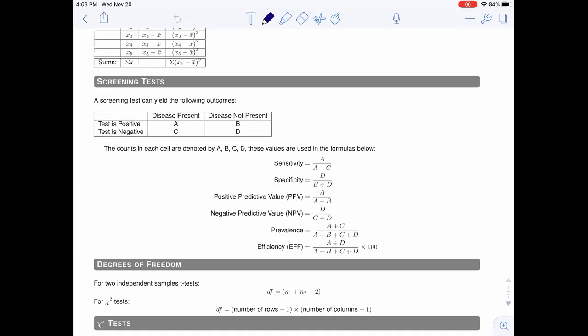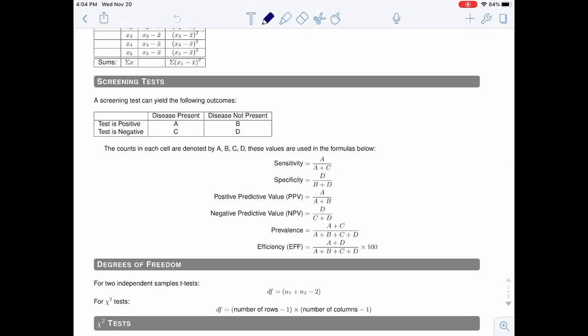Well, specificity is D over B plus D, right? So D is the count of those who test negative, who should test negative, right? Because the disease isn't there, over everyone who doesn't have the disease, right? And so the specificity is the percentage, or I guess proportion, because they didn't multiply by 100, doesn't matter. It's the proportion of those who tested negative that should test negative, all right?